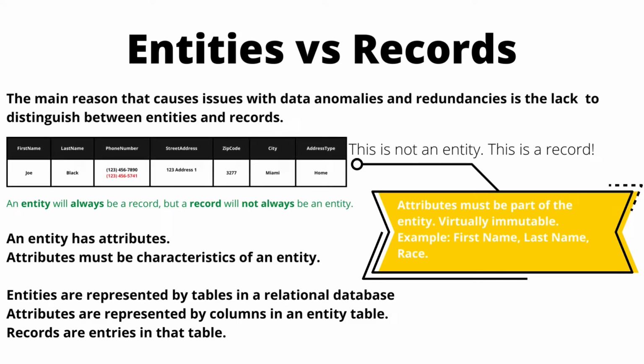So here's a definition. An entity will always be a record, but a record will not always be an entity. Okay, and we talked a little bit about those attributes, and he was saying that they are virtually immutable, meaning the first name of a person will not really change, right? I would say at least that much.